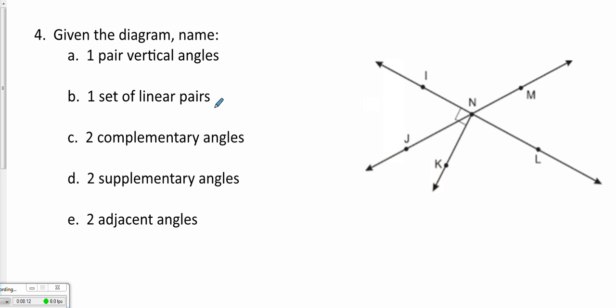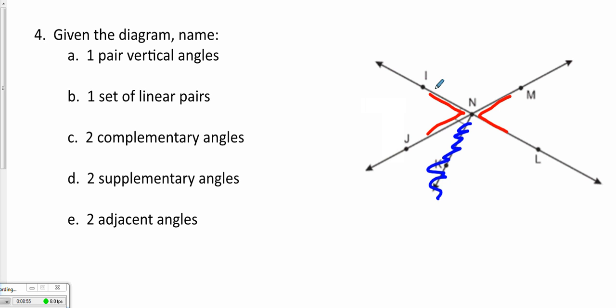Example number 4. Given the diagram, you need to name one pair of vertical angles. Well, if we look at where all of our lines are, we have one long line here and one long line here. This one coming off of it is just a ray, so we're going to ignore that one for this part of the question. Looking at these two sets of lines that crisscross, there are two pairs of vertical angles, here and here. So you can either name that angle INJ or JNI, goes with angle MNL or LNM. So that would be one pair of vertical angles.